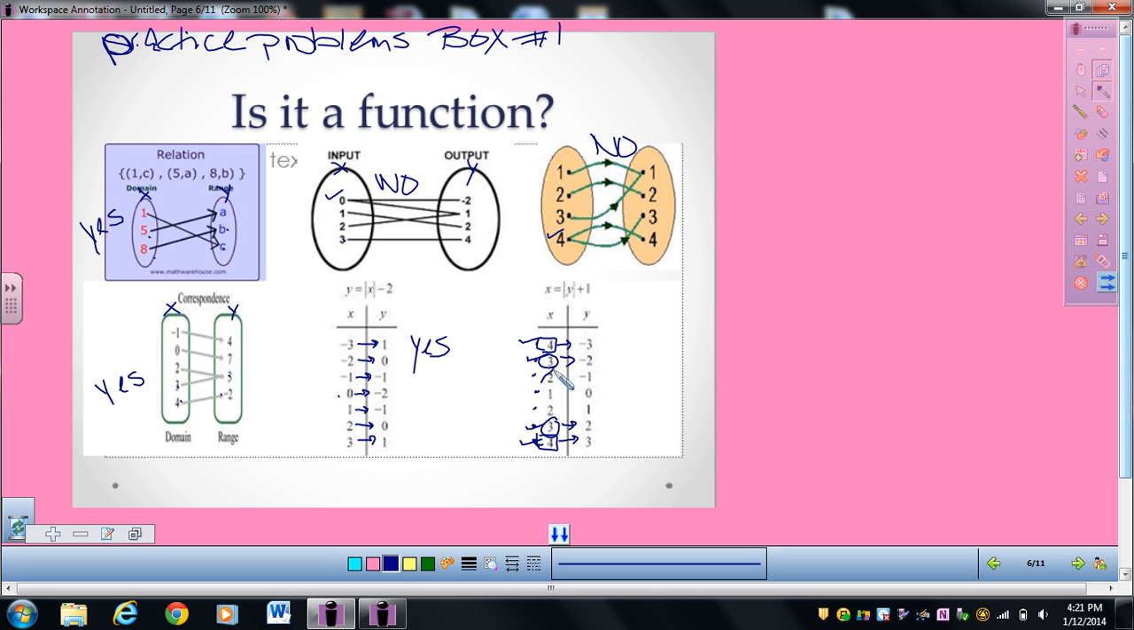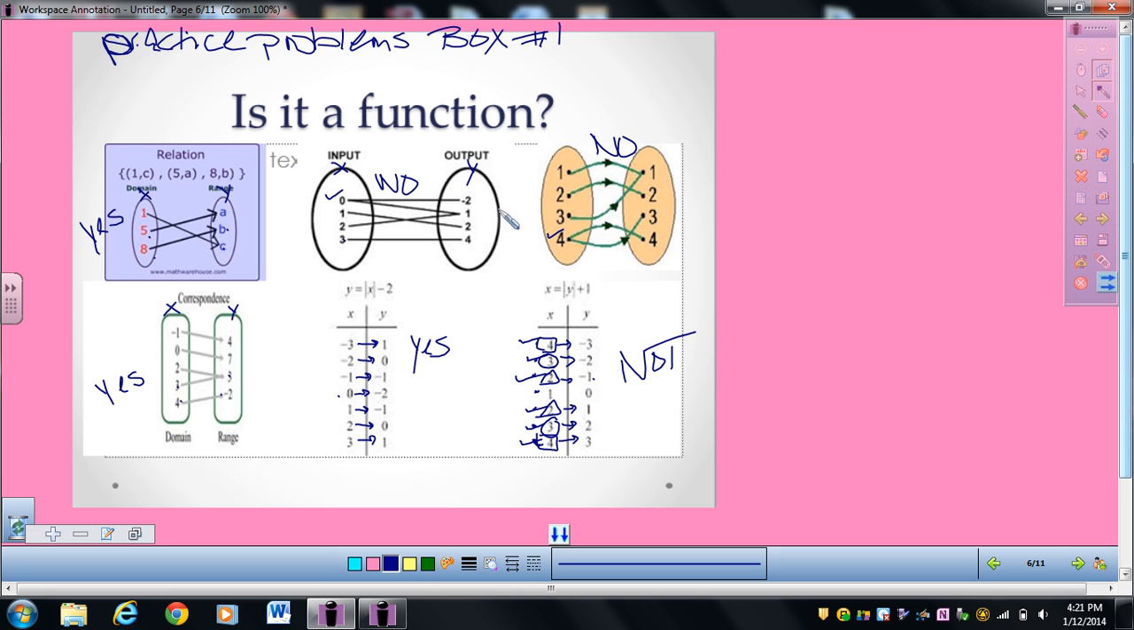Now we've got a 2 here and a 2 here. And this 2 goes to a -1 and this 2 goes to a +1. So again, I've got the same x value here, but I've got different y values here that they both link up to. So that also would make it not a function. Okay? Can only link up to one thing.